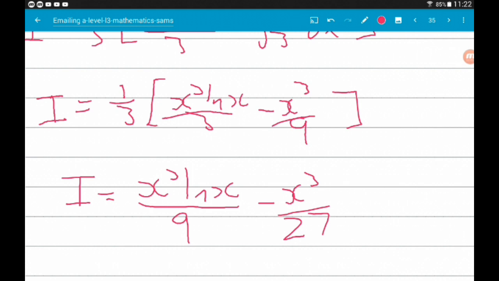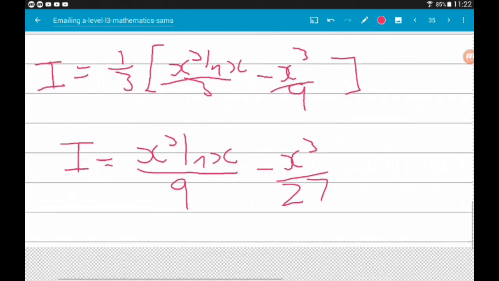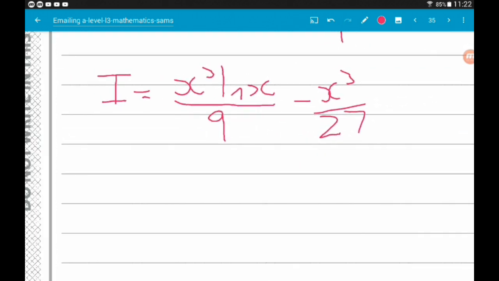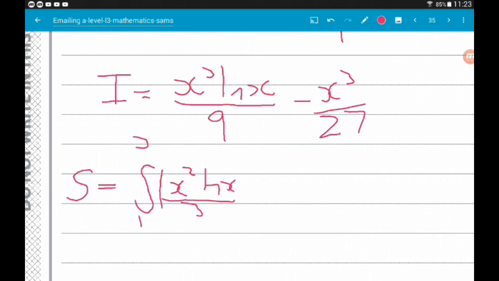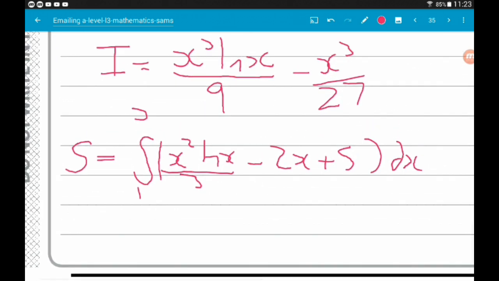We want to integrate the whole function, so S is the integral between 1 and 3 of x squared log x over 3 minus 2x plus 5 with respect to x. So we now know that we've run out of room.